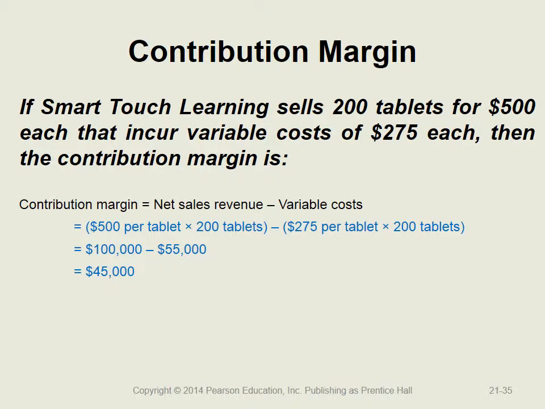Net sales are $100,000, which is computed by multiplying $500, which is the selling price, by the 200 tablets. Total variable costs are $55,000, which is computed by multiplying $275 of variable cost times the number of tablets, 200. The result is a contribution margin of $45,000.